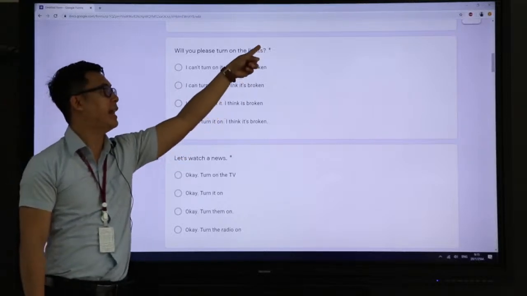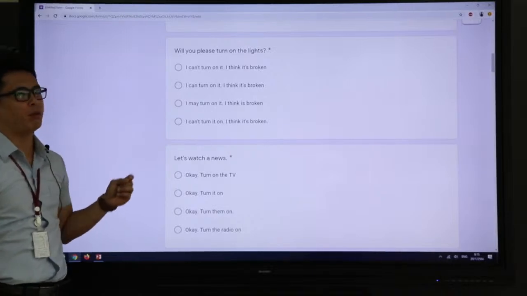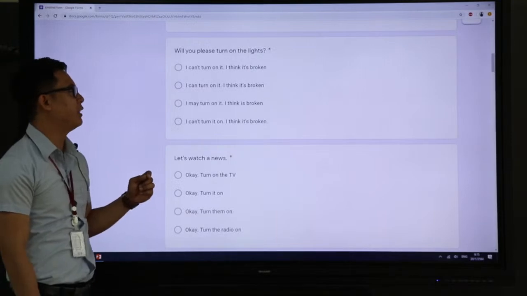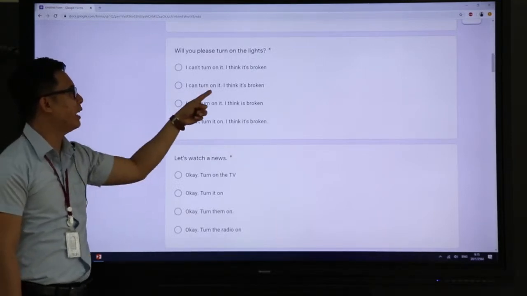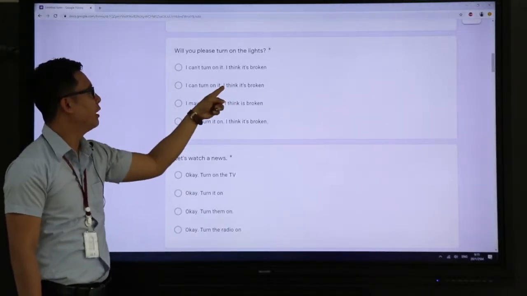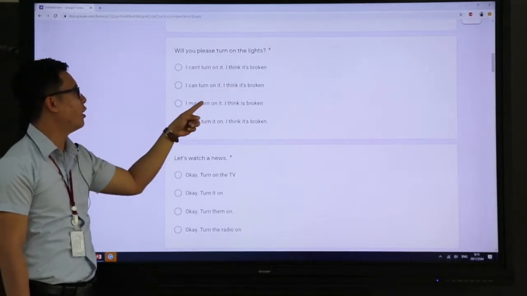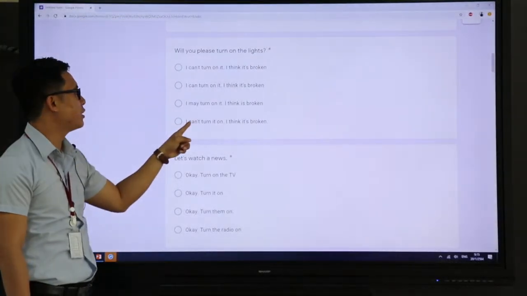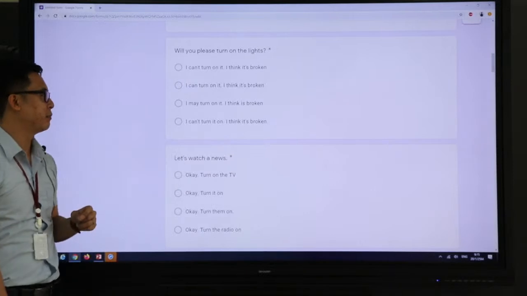Okay, lights. So the possible responses are: I can't turn on it. I think it's broken. I can turn on it. I think it. I can turn on it. I think it's broken. I may turn on it. I think it's broken. Or I can't turn it on. I think it's broken.